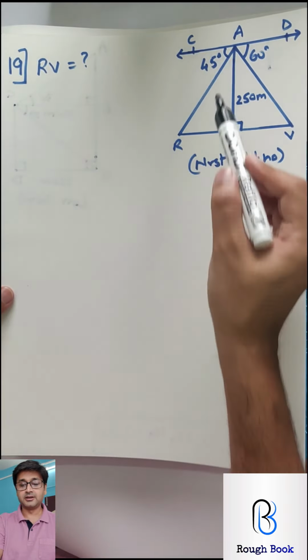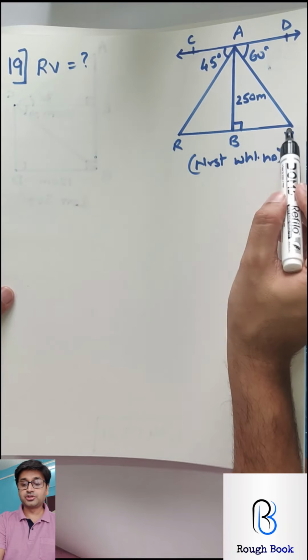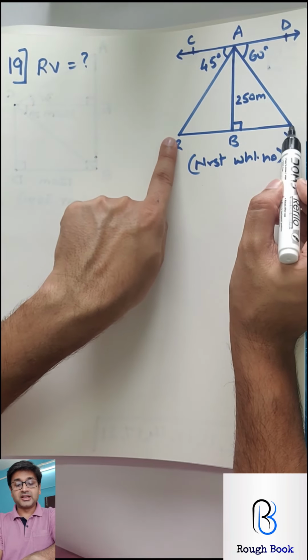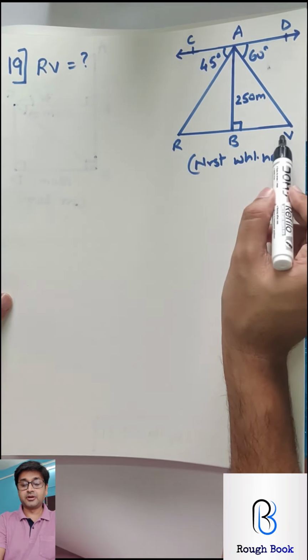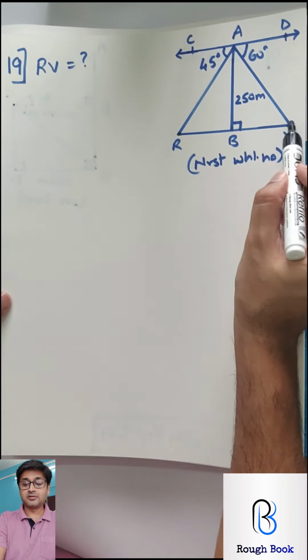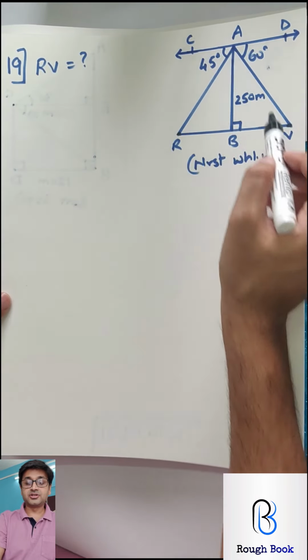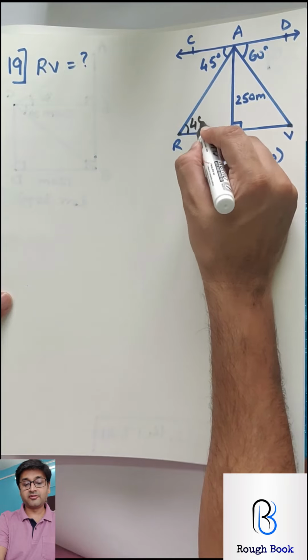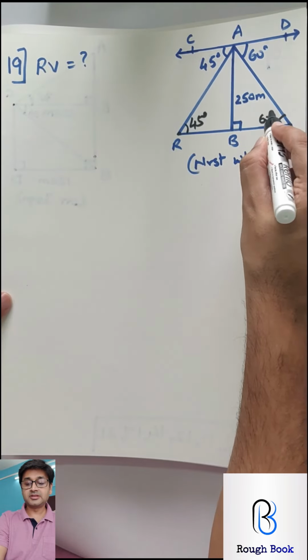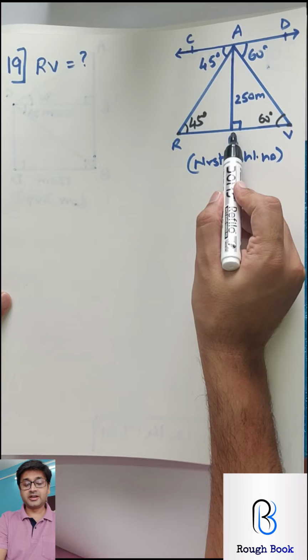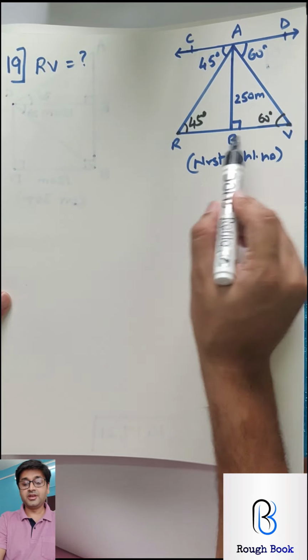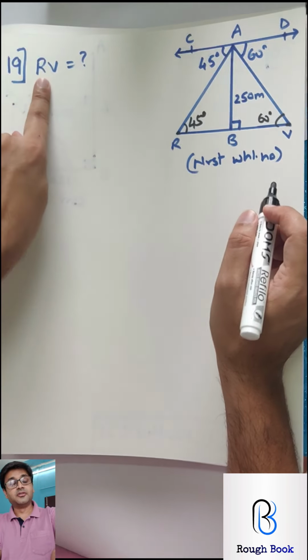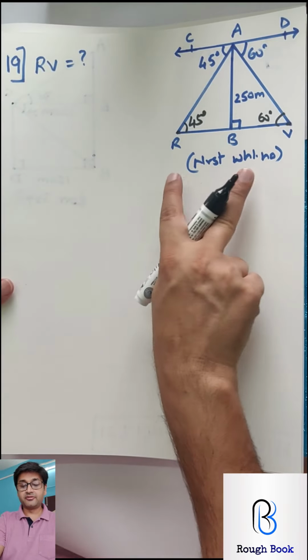The question has not mentioned anything. They should have mentioned technically. The angular depression of the two ships at the opposite banks of the river. So this is the entire river, this is one bank and this is the other bank. The angular depressions are 45 and 60. So this will be 45, this will be 60. Apply tan 45, get BR, apply tan 60, get BV, add the two, that will be the river. So your target is to find the width of the river.